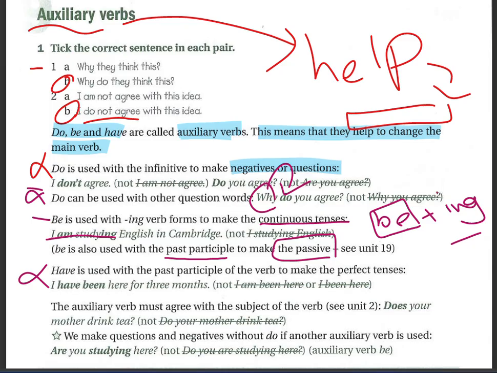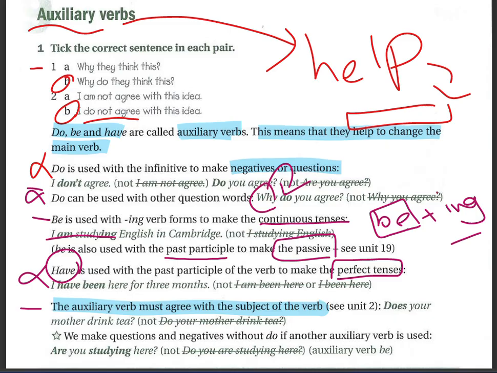Great. Here, have. Have is used with the past participle of the verb to make the present perfect tenses. So, have is used with perfect tenses. And the auxiliary verb must agree with the subject of the verb. So don't forget about the subject-verb agreement with auxiliaries.